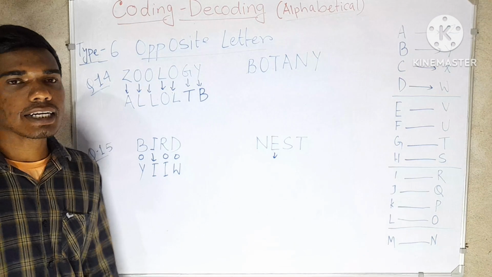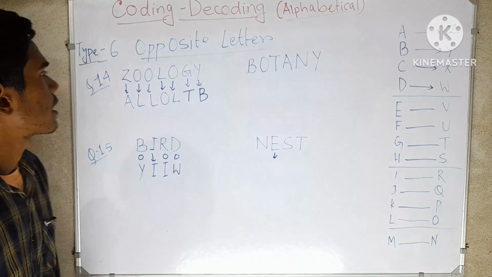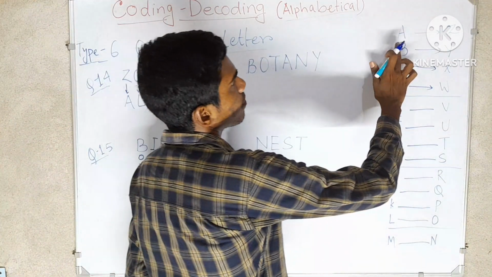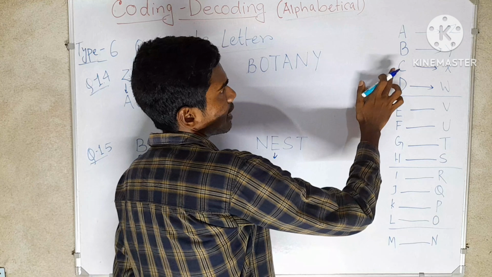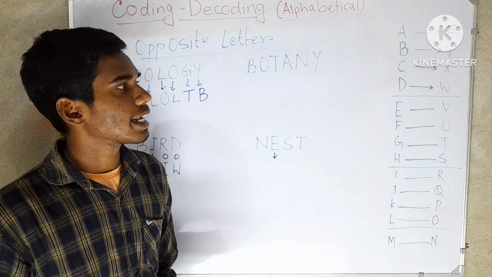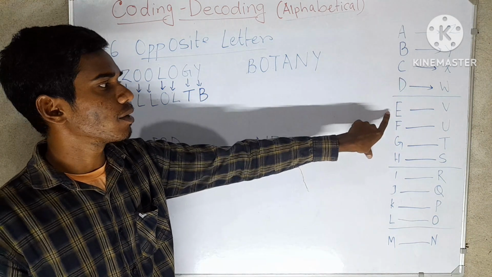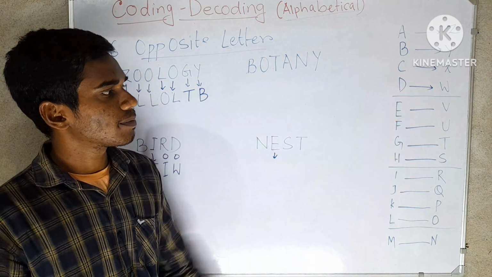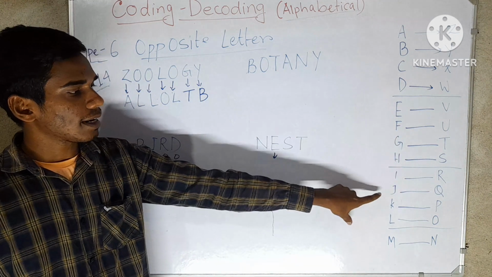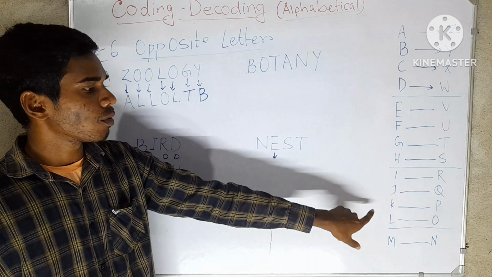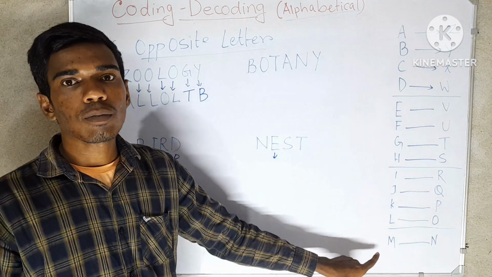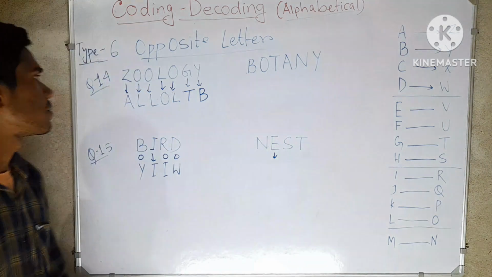The next type of coding decoding is opposite letter coding and decoding. You have to know the opposite letters. The opposite letter of A is Z. The opposite letter of B is Y. Opposite letter of C is X. That of D is W. The opposite letter of E is V. F is U. G is T. H is S. I is R. And the opposite letter of J is Q. The opposite letter of K is P. The opposite letter of L is O. And the opposite letter of M is N.